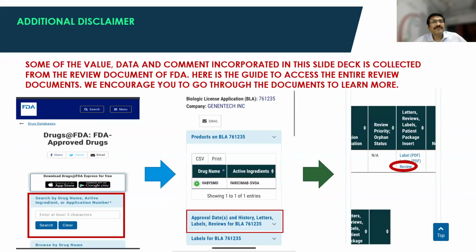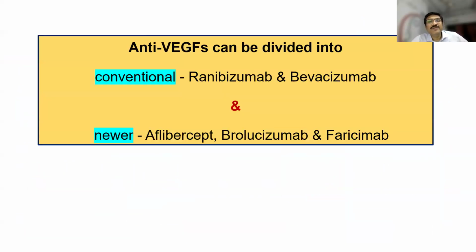So anti-VEGFs, as we all know, can be divided into conventional, which is ranibizumab and bevacizumab, and the newer, which basically covers aflibercept, brolucizumab, and faricimab.